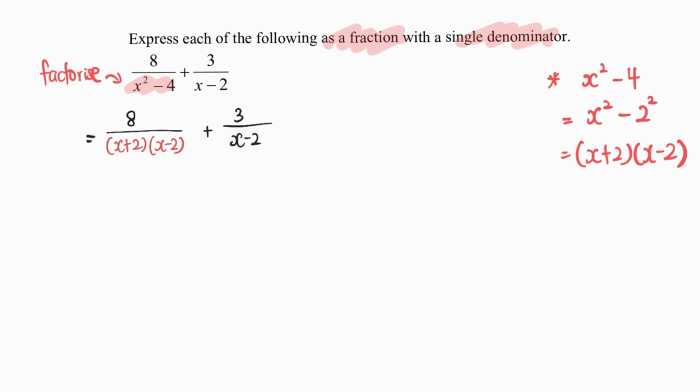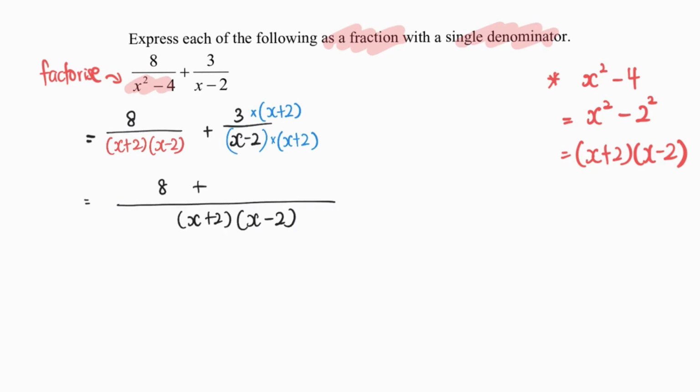And I see that I already have x minus 2. In order to make them the same denominator, I could multiply by x plus 2. So that the whole thing will be over x plus 2, x minus 2. I still have my 8, I still have my plus, and notice what I did. I did not expand. I write it out first before I continue to finish off this particular problem.